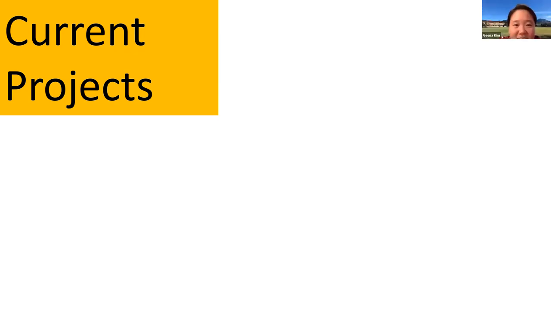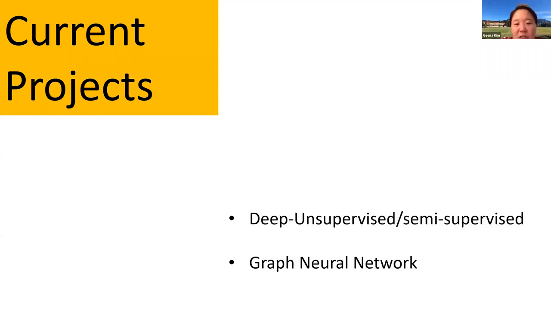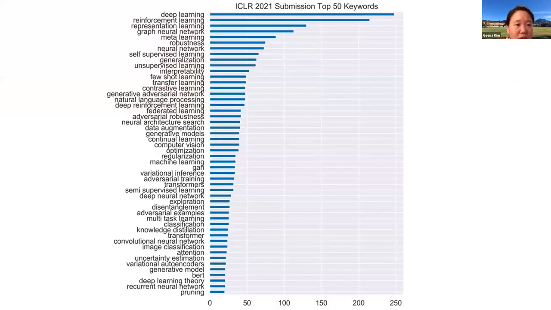Yeah, thank you. All right, so those were some projects I and my students have done over the past few years. Let me talk about the current project we are working on. The keywords I'm interested in are these two: one is deep unsupervised or semi-supervised learning, and the other is graph neural networks. Both of them are very new concepts and actively researched areas. This is the top 50 keywords from one of the most popular ML conferences, called ICLR, announced this year.